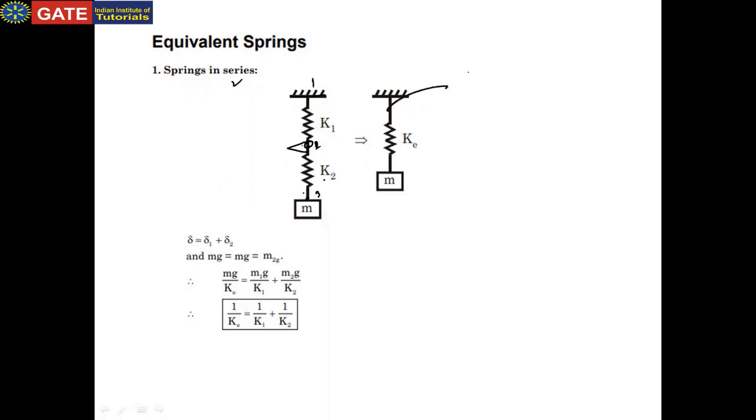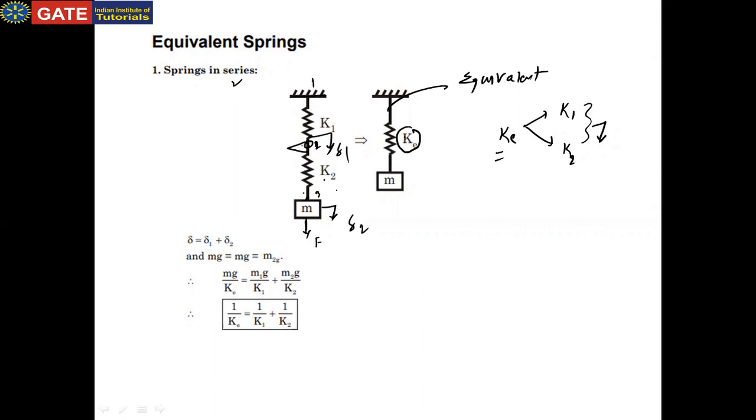Now I want to write the equivalent, the equivalent spring constant KE, for K1 and K2. Then what will be the result? Some relation we should get between K1 and K2. Now for this spring, if you apply a load in the downward direction, force F, the deformation in this spring will be delta 1 and in the other spring delta 2. What is the total deformation? It is delta, so delta 1 plus delta 2.